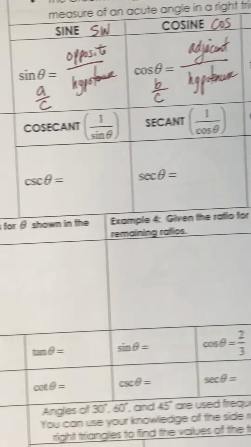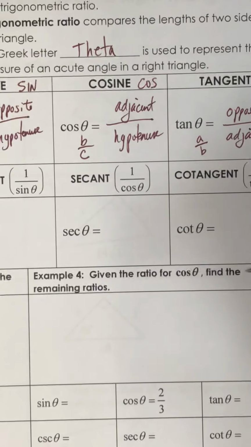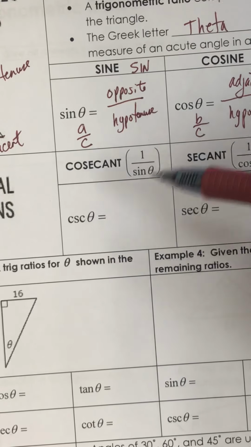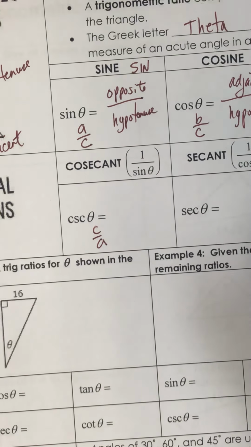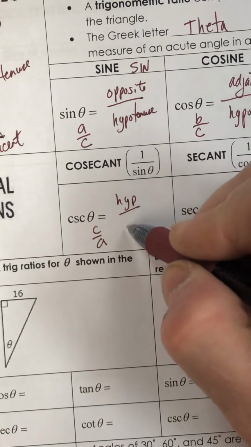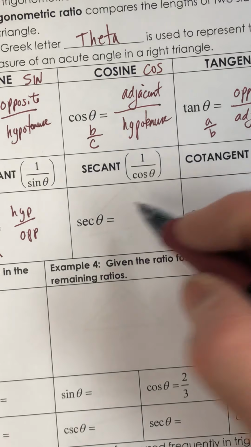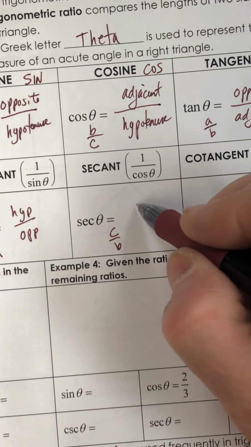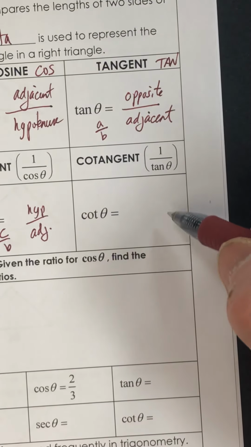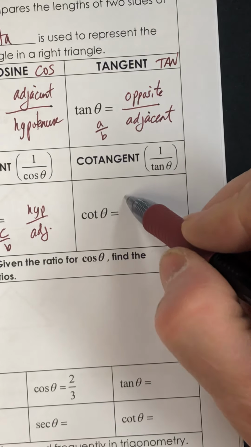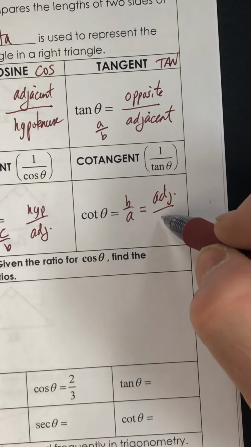Now these three trig functions, cosecant, secant, and cotangent, are just the reciprocals of the ones we just did. If you have the sine function, you just flip it over, and you have the cosecant, which would be the hypotenuse over opposite. The secant is the reciprocal of the cosine, so that would be C over B, or hypotenuse over adjacent. Note, these are fractions. And cotangent, flip it, so it would be B over A, or adjacent over opposite.